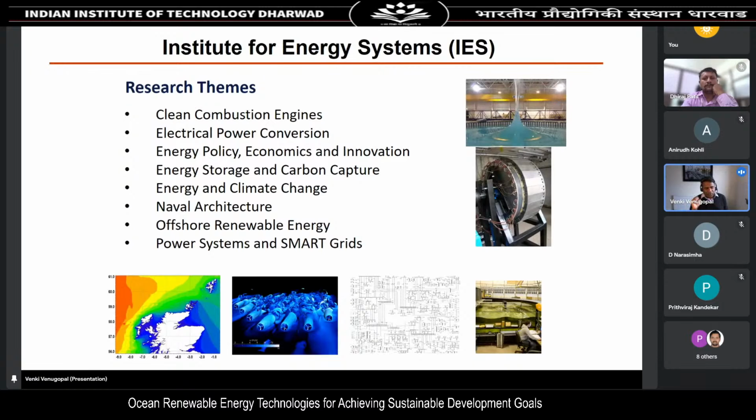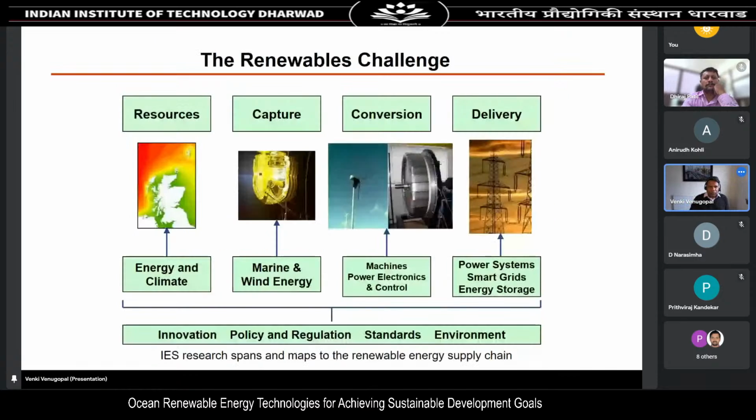And I don't think another 30 minutes would be sufficient for me to explain everything that we do here, but this is for you just to note down. These are all the research themes that we operate on. What we mainly do here, we develop resources, which will involve numerical modeling and physical measurements. Then we develop technologies to capture the resources, and then develop technologies to convert them, and then to deliver them.